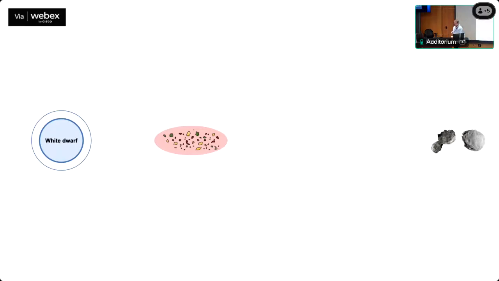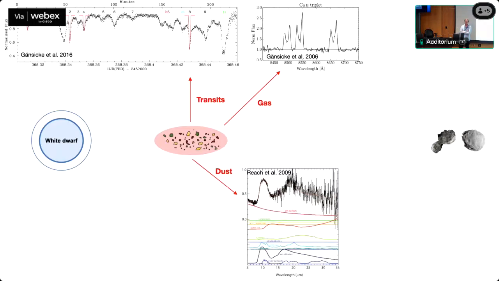If planetary bodies are perturbed onto sufficiently eccentric orbits, then this material will come within the Roche radius of the white dwarf and tidally disrupt. White dwarfs' Roche radii are about 100 stellar radii, so we have a relatively large net within which we can catch planetary constituents. There's lots of evidence of these debris disks.